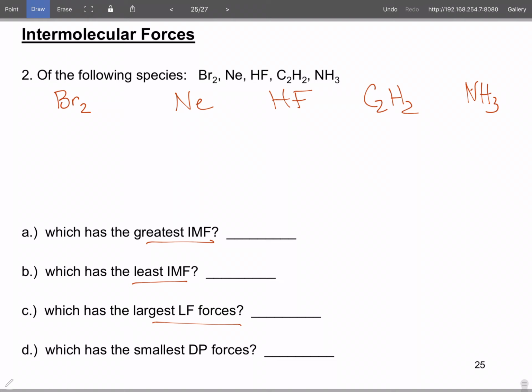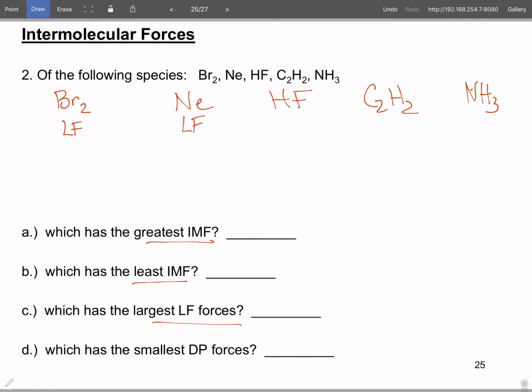All right. Bromine is an electronegative species, but is self-bonded. So it's going to have London forces. Because it's self-bonded, the difference in electronegativity is 0, so it's going to be nonpolar. Neon, yeah, it's not a molecule, but it's a single atom, so we can deal with single atoms. It only has London forces.